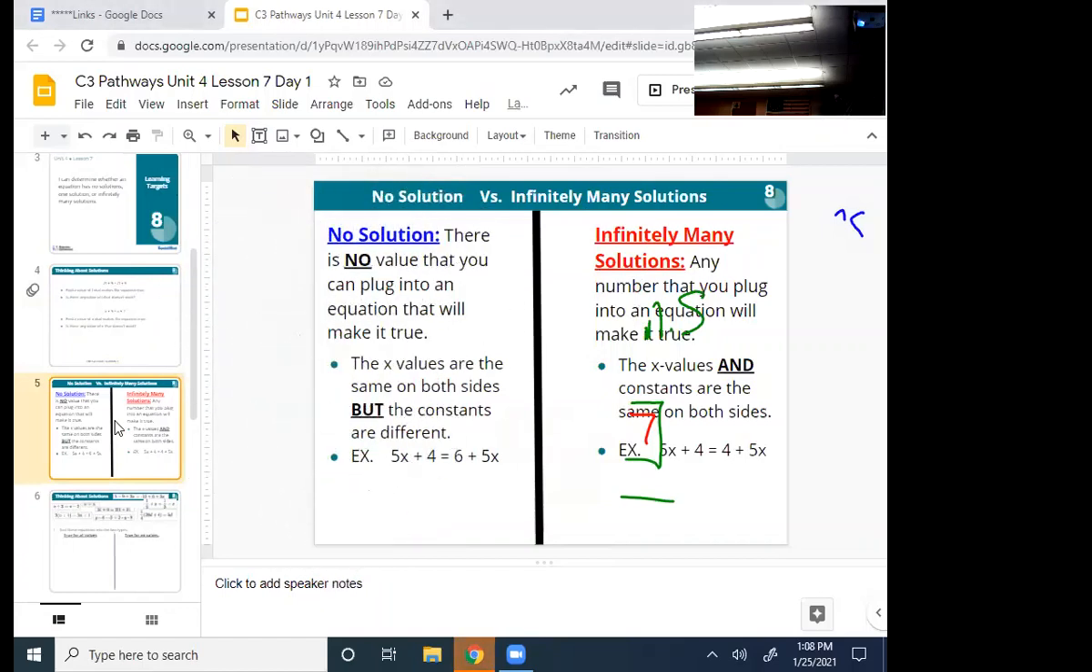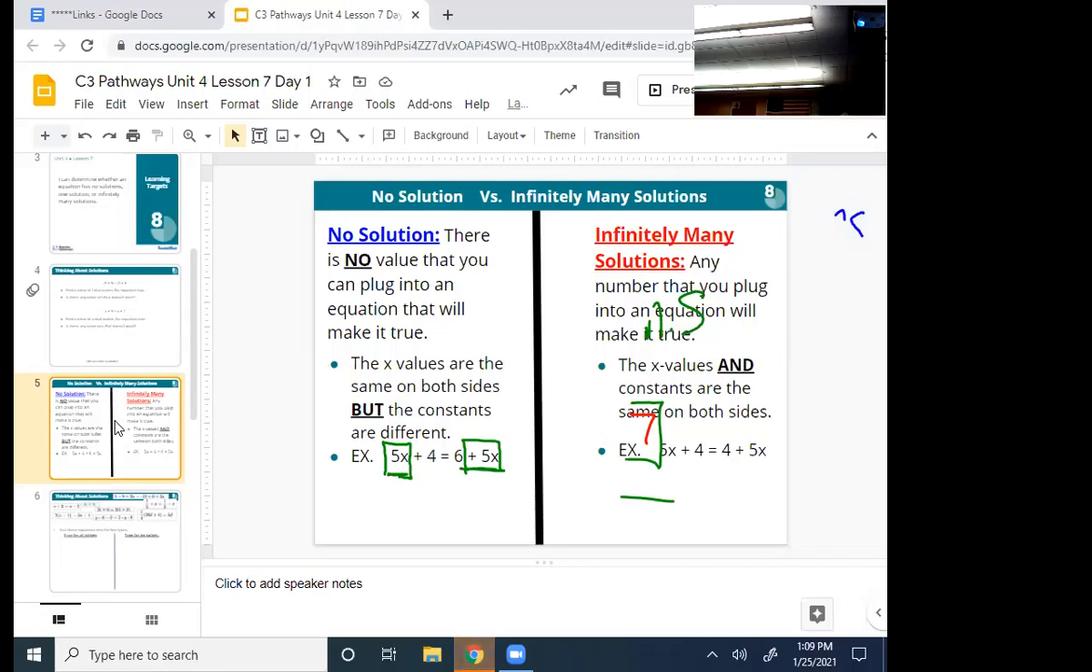We are thinking of this new vocabulary word that we're going to use, called no solution. There is no value that you can plug into an equation that would make it true. That's what no solution means. The x values are going to be the same on both sides, but the constants, the numbers by themselves, are going to be different. If we look at this example of 5x plus 4 is equal to 6 plus 5x, we notice that our variables are the same, but our constants are what?